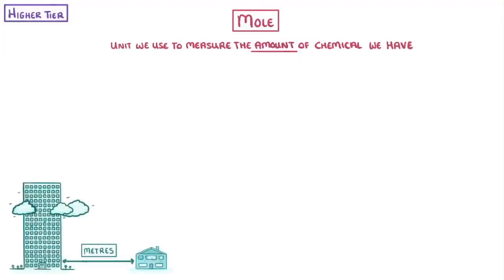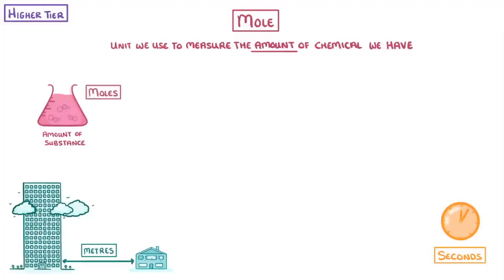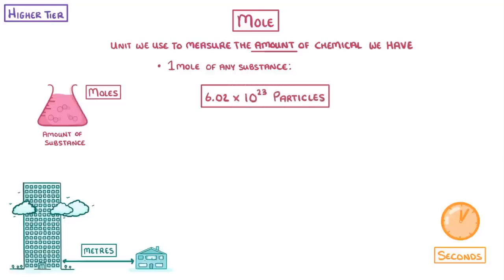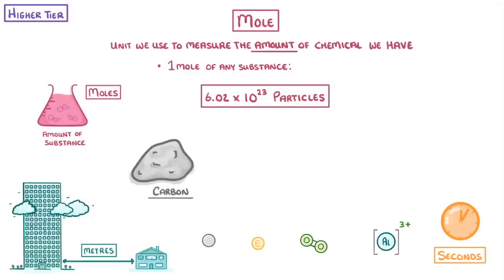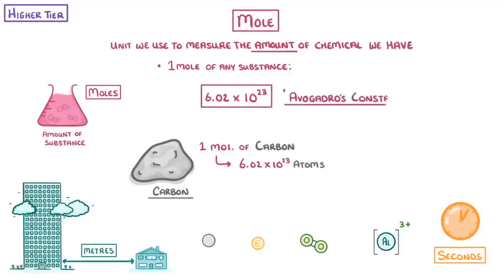So just like we measure distance in meters and time in seconds, we can measure how much substance we have in moles. And 1 mole of any substance is just the amount of that substance that contains 6.02 times 10 to the 23 particles, with particles referring to atoms, molecules, ions, or even electrons, depending on which substance you're talking about. So if we had a little pile of carbon, and we were told that it contained exactly 1 mole of carbon, then there must be 6.02 times 10 to the 23 atoms of carbon in that pile. We call this number Avogadro's constant.